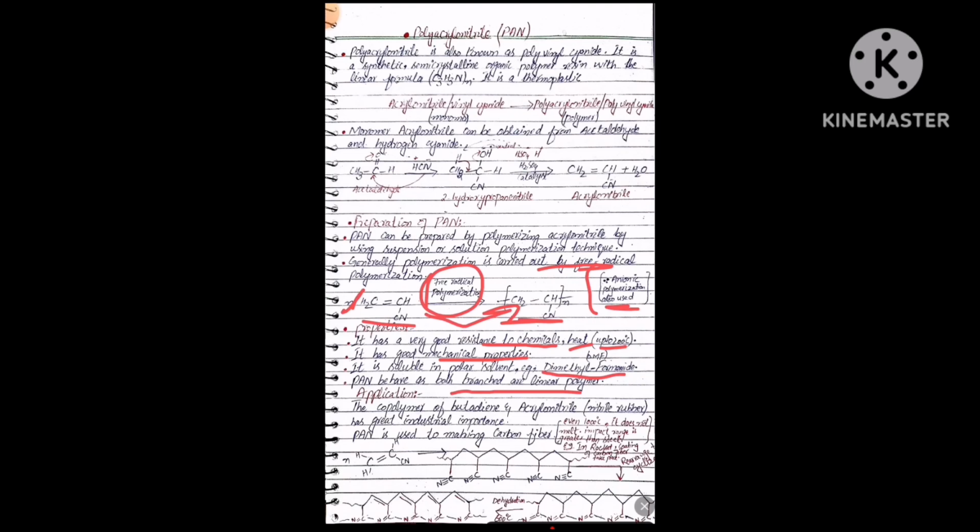What is the application of polyacrylonitrile? The copolymer of butadiene and acrylonitrile, meaning nitrile rubber, has great industrial importance. Second important application is that polyacrylonitrile is used for making carbon fiber. Very interesting point. What is carbon fiber? Students, it is interesting to know about the carbon fiber.